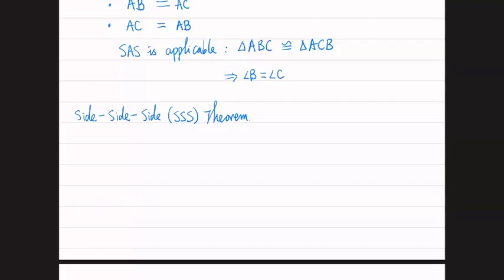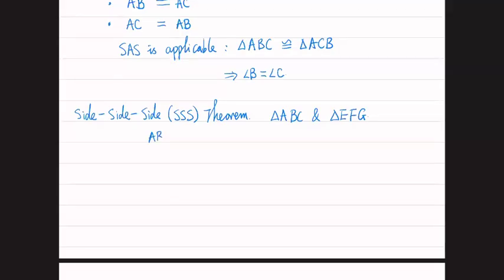Okay, we consider a pair of triangles. Now, if we have three pairs of sides, AB with EF, first pair, AC with EG, second pair, BC with FG, and each pair of sides has the same length, under these three conditions we conclude the two triangles are congruent.